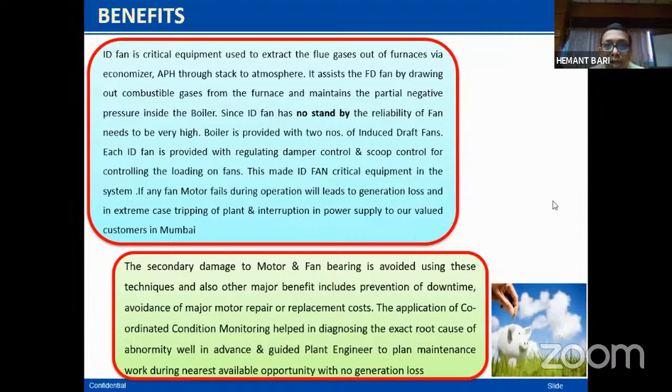सिर्फ हम लोगों ने coordinated condition monitoring से ये करके दिखाया, and the application of coordinated condition monitoring helped diagnosing the exact root cause of abnormality well in advance and guided the plant engineer to plan the maintenance work during nearest available opportunity with no generation loss.